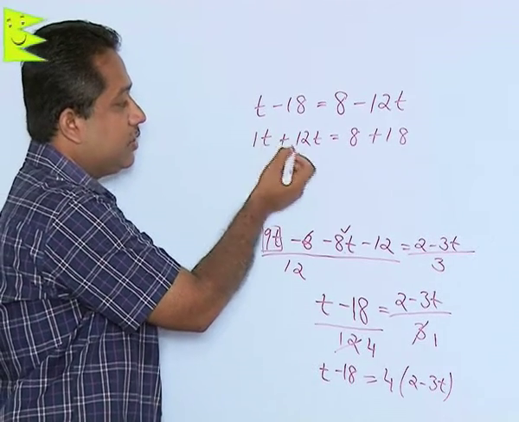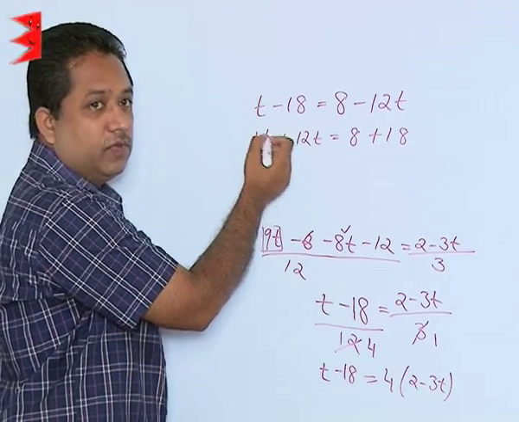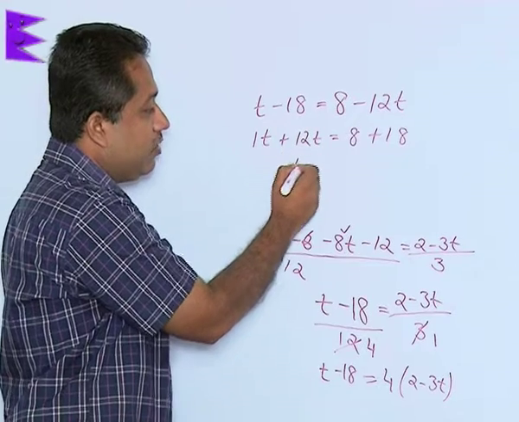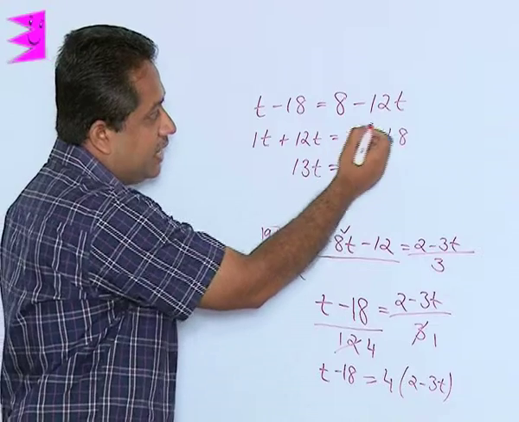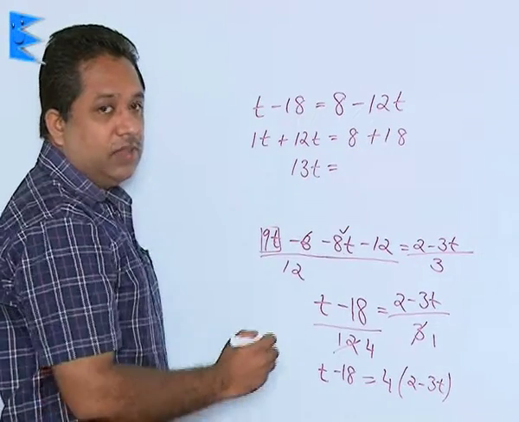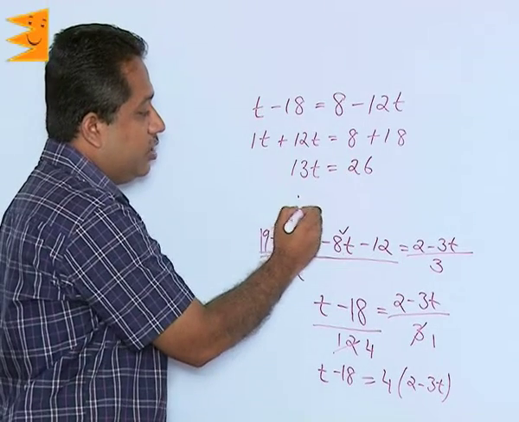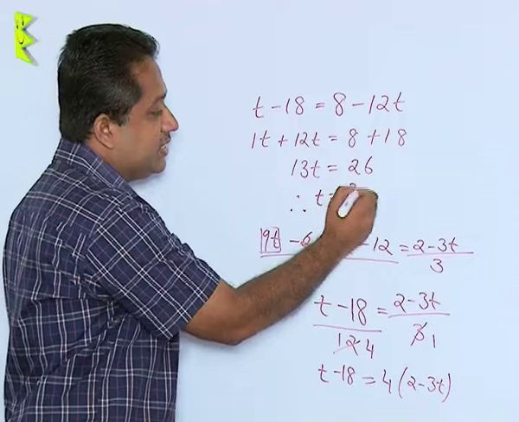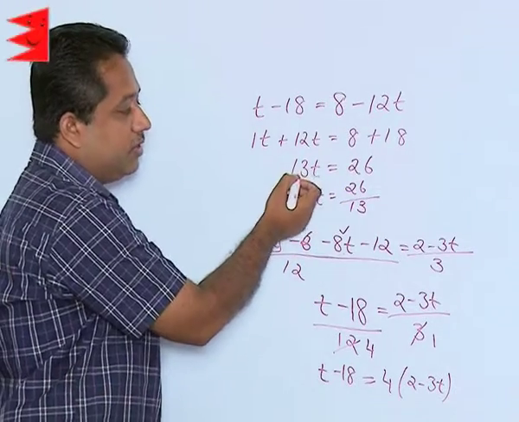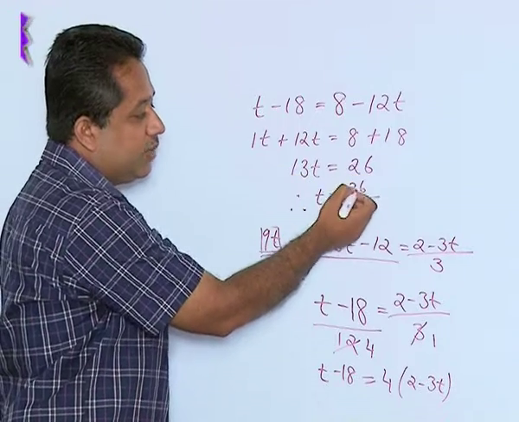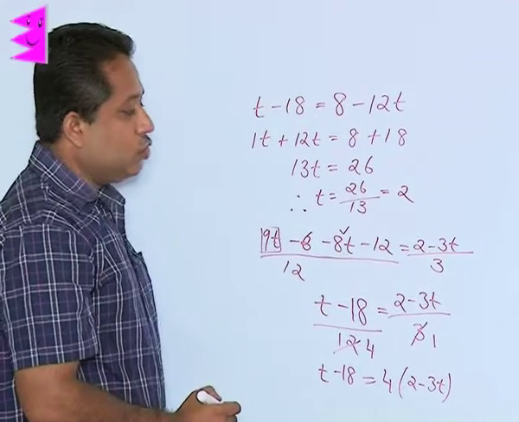But for calculation purposes, we should know that a simple t means it is actually 1t. So, when we add 1t and 12t, we are going to get 13t on the left side, and on the RHS we get 8 and 18, and 8 plus 18 is going to give us 26. Therefore, the final value of t will become 26 divided by 13. Whatever is the number along with t, that goes in the denominator. So, 26 upon 13, you cancel that, and we get the final value of t as 2.